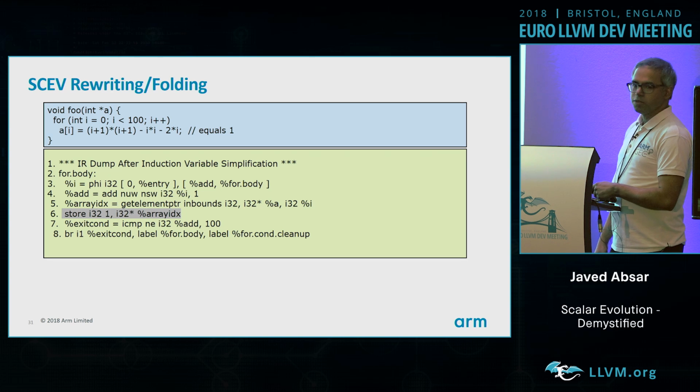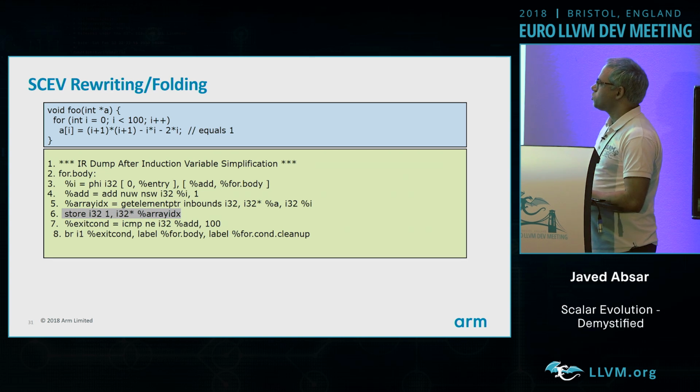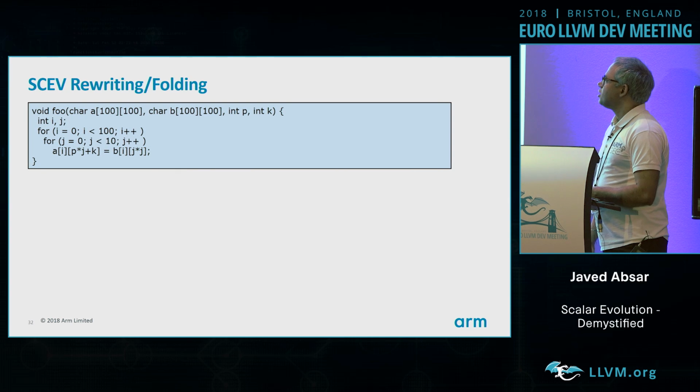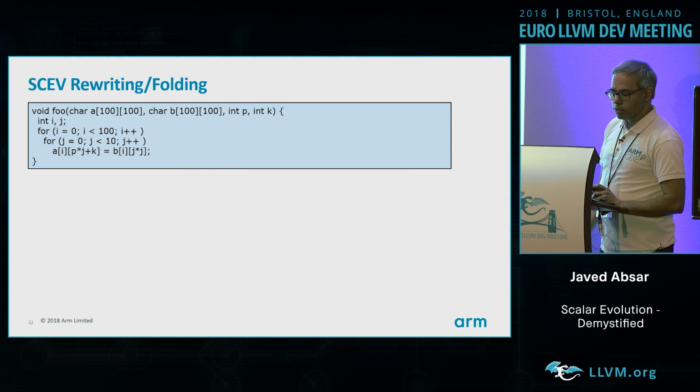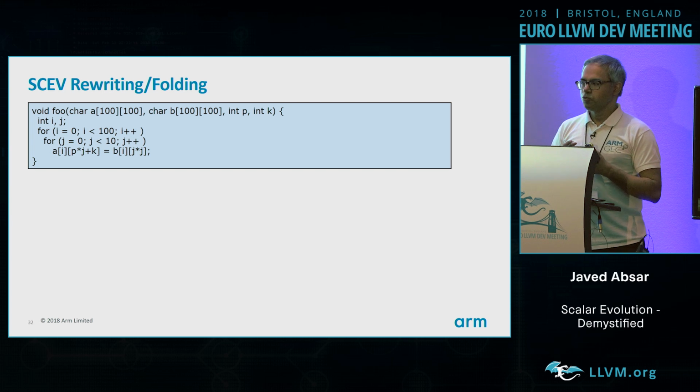After induction variable simplification, which uses SCEV, we see that the code simply stores 1 to the array. So that's powerful. Okay, change of gear a bit. We looked at basic recurrence, chain of recurrences, the power of SCEV, but so far we were just looking at one loop. What happens when you have a nested loop?